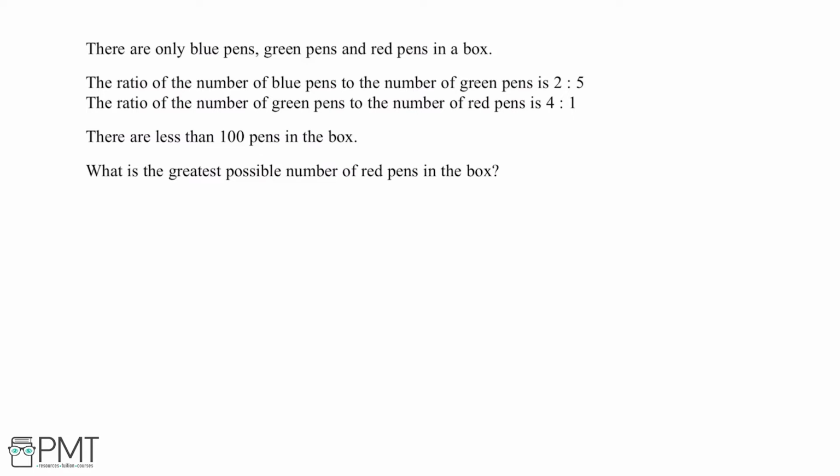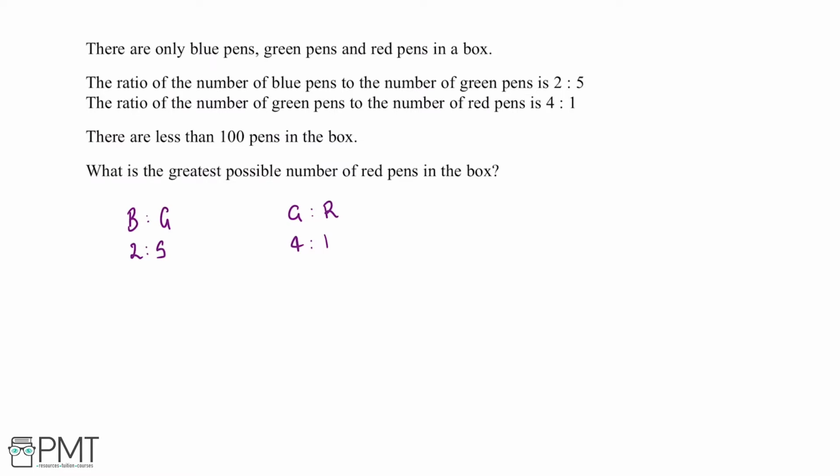So the first thing we can do is write out these two ratios in a more visual form. So the ratio of the number of blue pens to the number of green pens is 2 to 5. And then the ratio of the number of green pens to the number of red pens is 4 to 1. Now, as we can see, both of these ratios contain the colour green. So what we can do is we can combine these two ratios.